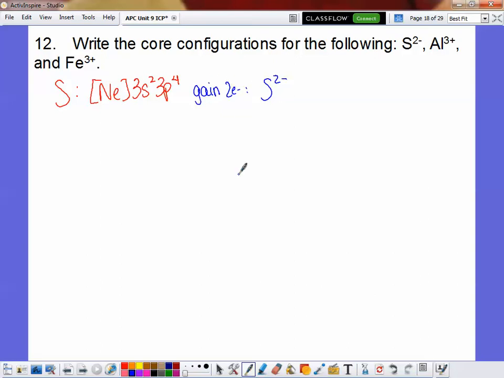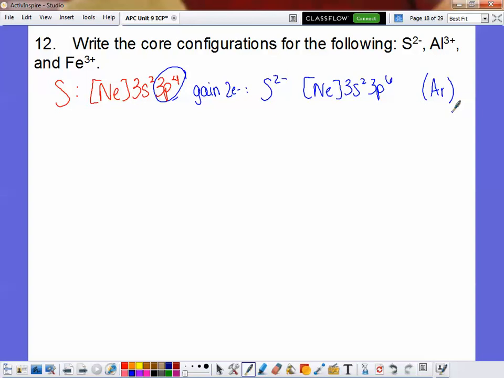All right, so it's S2-. Where do those 2 electrons go? In the 3p. It's going to fill in the 3p. So it'd be Ne 3s2, 3p6. So now its configuration looks like argon. Most elements, when they form ions, like to have the same electron configuration as a noble gas. The main group elements, or the representative elements, which are groups 1 and 2, and then 13 through 18, will do this for the most part.